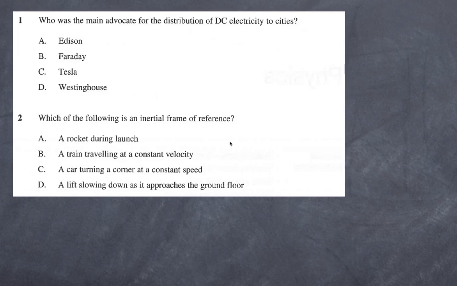And welcome to High School Physics Explained. Today I would like to go through the answers to the 2017 HSC Physics paper.